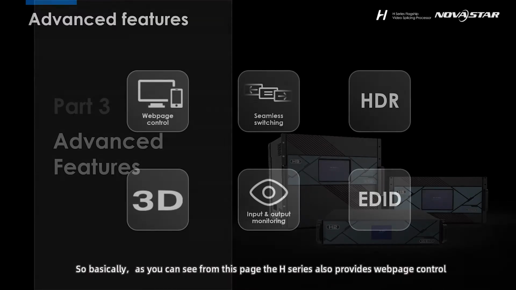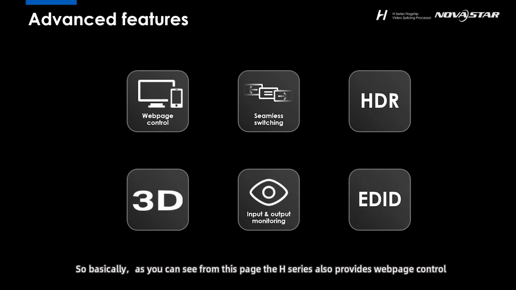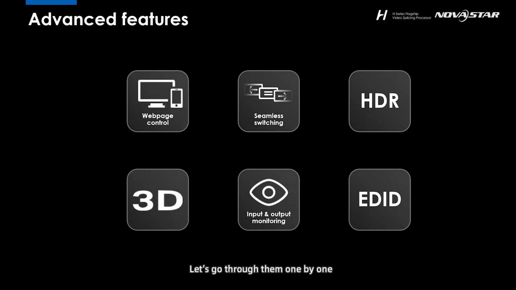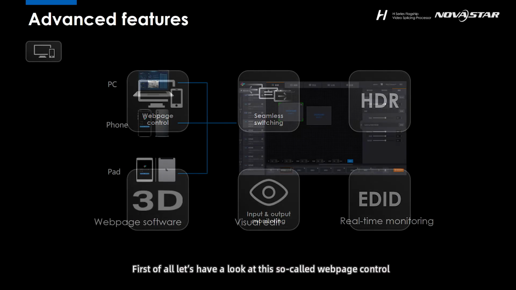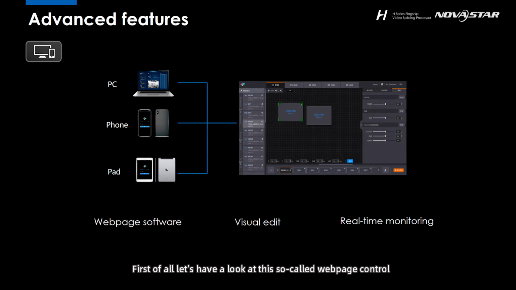Okay, so basically, as you can see from this page, the H series also provides web page control, seamless switching, HDR, 3D, input and output monitoring, as well as EDID. Let's go through them one by one. First of all, let's have a look at this so-called web page control. It's actually software developed on the basis of the BS structure, the browser service. So it doesn't matter whatever terminal platform you are using, whether it's an Android phone, an iPad, or a computer. As long as you can open a browser, the H9 is right in the palm of your hand.